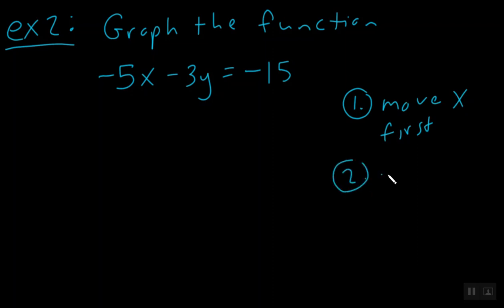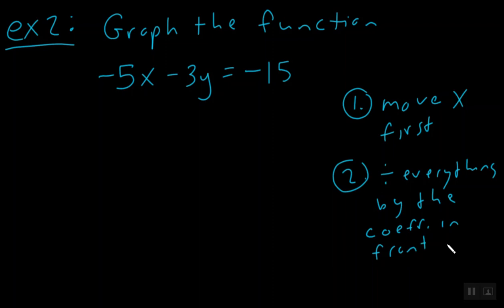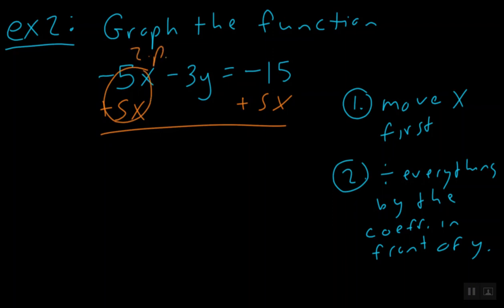And 2, then we want to divide everything by the, I'm going to abbreviate here, coefficient in front of y. I could have just said the coefficient of y, but just remember the coefficient is the number in front of y. Okay, so let's tackle step number 1. I move my x term. How do I move a negative 5x? Well, plus 5x. What I do to the left, I do to the right, plus 5x. And this grants me my 0 pair.